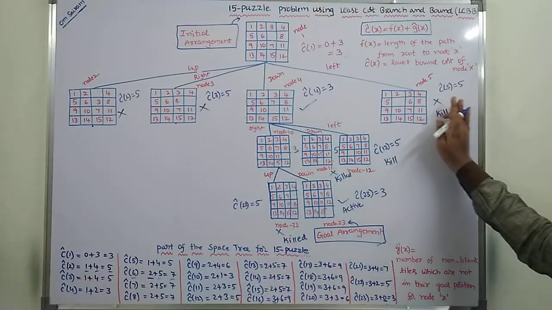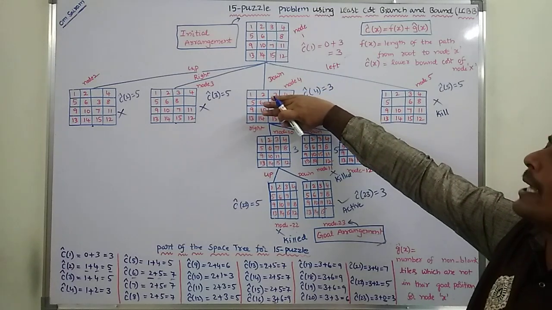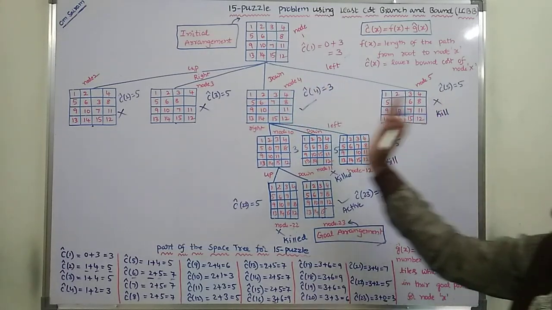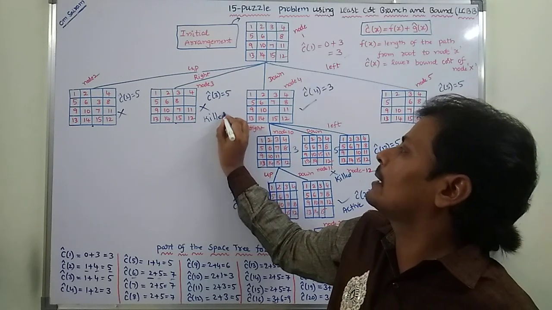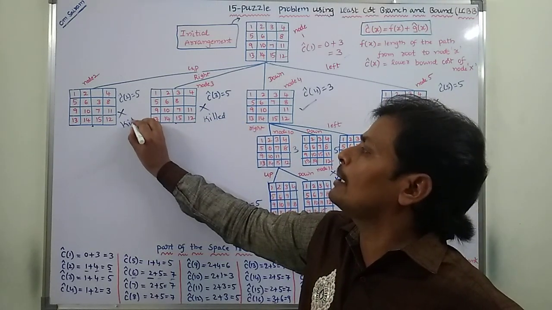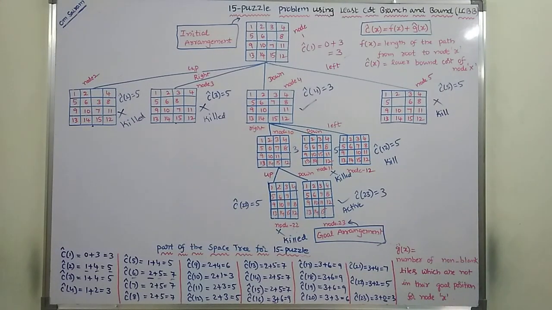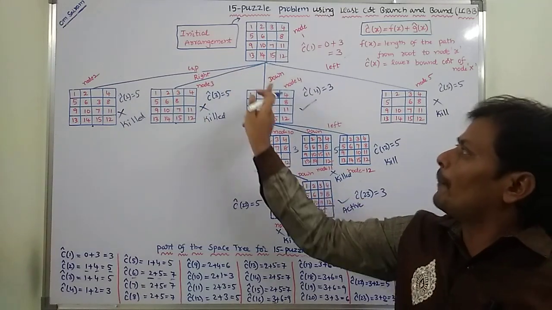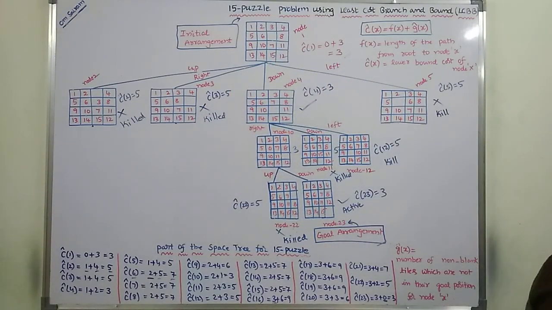Among all the 4 nodes, node 4 has the least cost. This node is considered, and the remaining nodes are killed. So this is nothing but bounding. Bounding is nothing but killing the nodes except the minimum cost node. This is nothing but branching. Now node 4 can be extended.